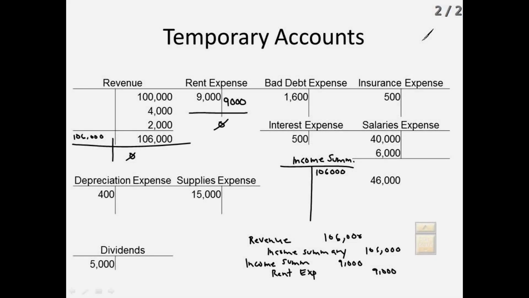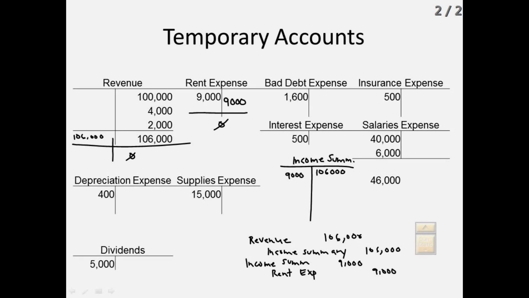Revenues get closed out to income summary, and expenses get closed out to income summary. We need to close all of these accounts, not just the ones. Now, should you write journal entries? Yes, you should. Should you then post them? Yes, you should. You can't just do one thing or the other.